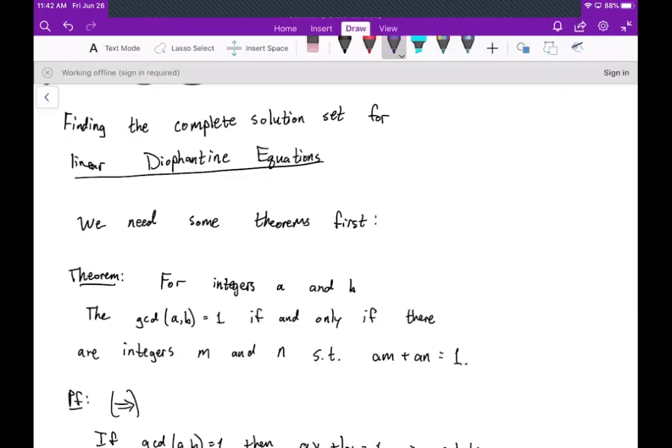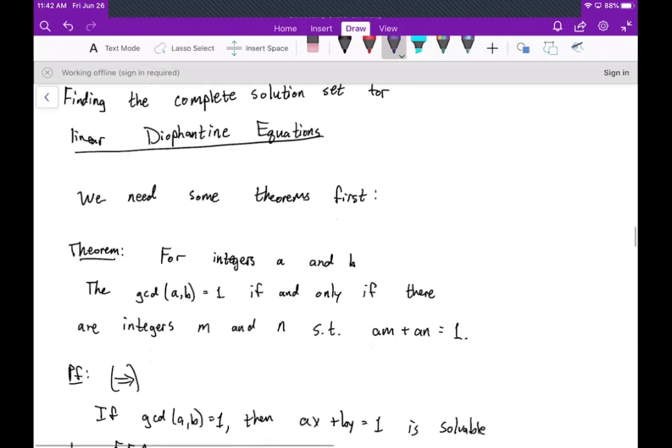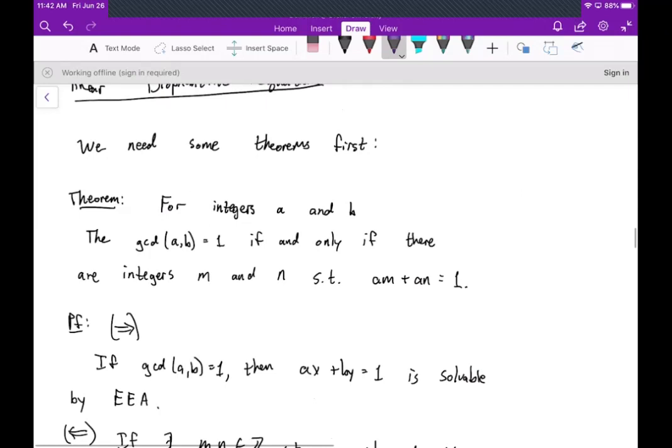Okay, guys, welcome. Today we're going to talk about finding the complete solution set for linear Diophantine equations. Now, before we do that, we're going to need some theorems first.